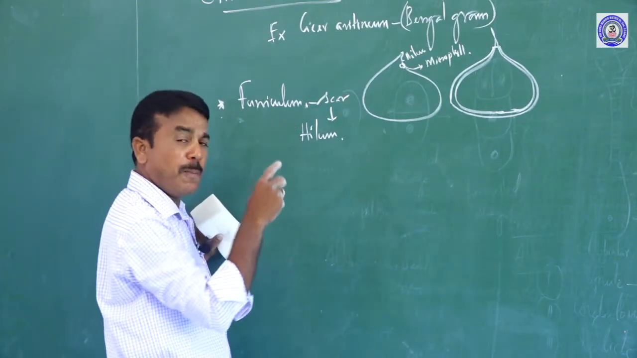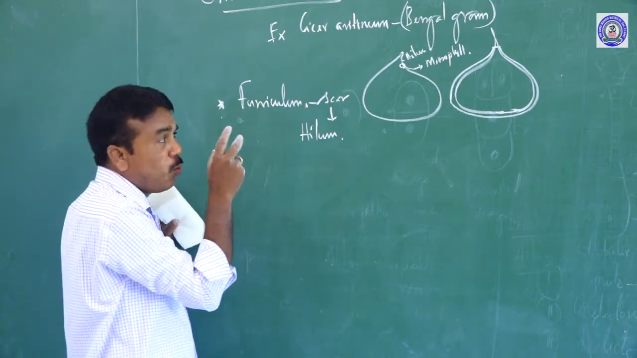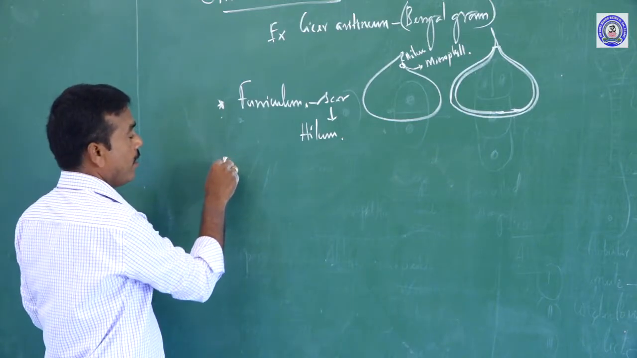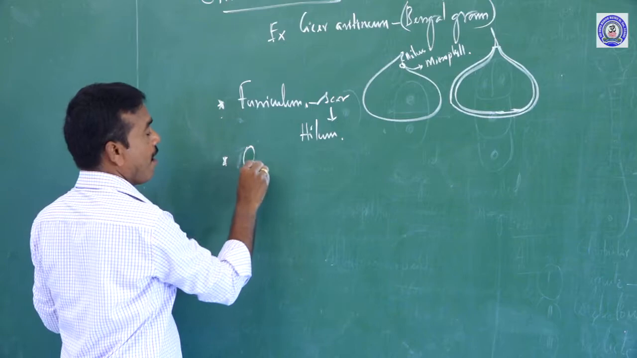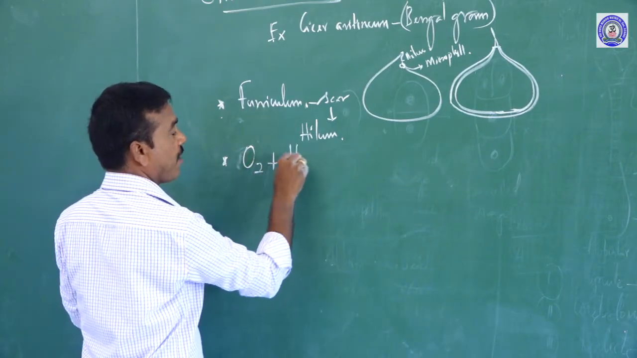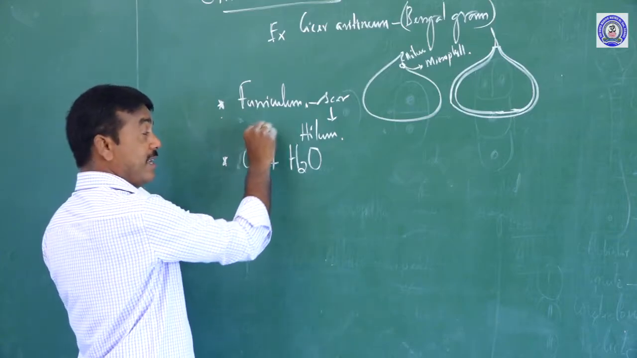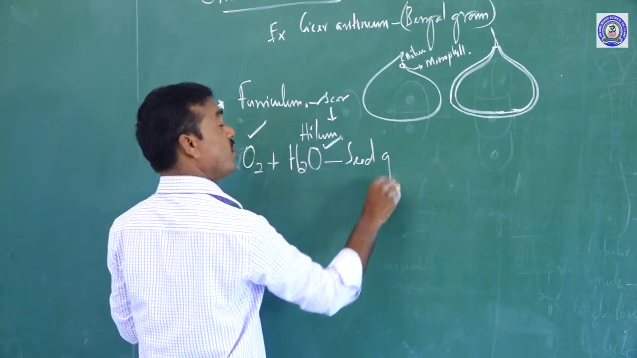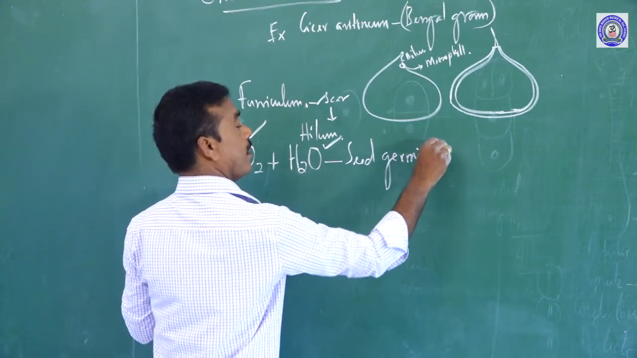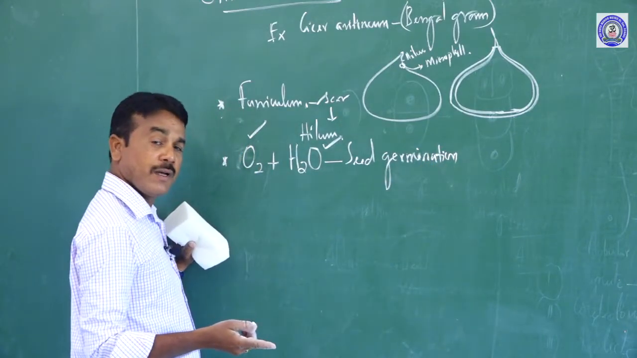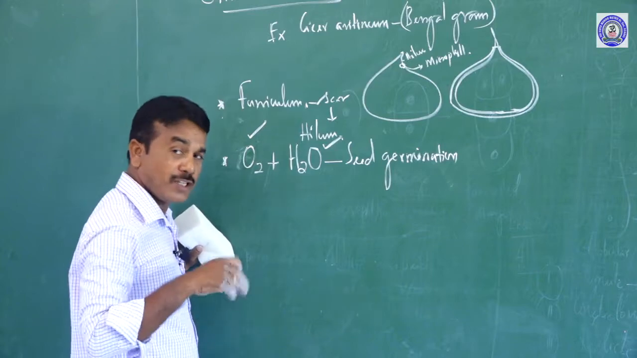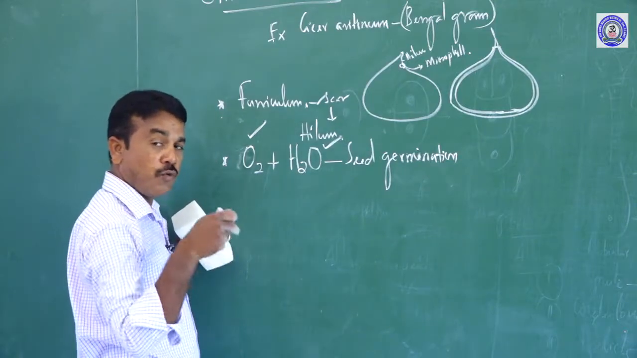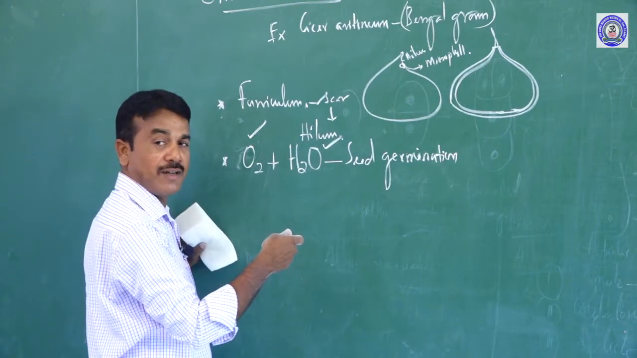What is that micropyle? What is the opening facilitating in the structure of the seed? It will facilitate obtaining oxygen as well as uptake of water. Oxygen and water are a must for seed germination. If the seed is to germinate, oxygen is a must to survive and water is a must to regrow. So those things enter through the micropyle.